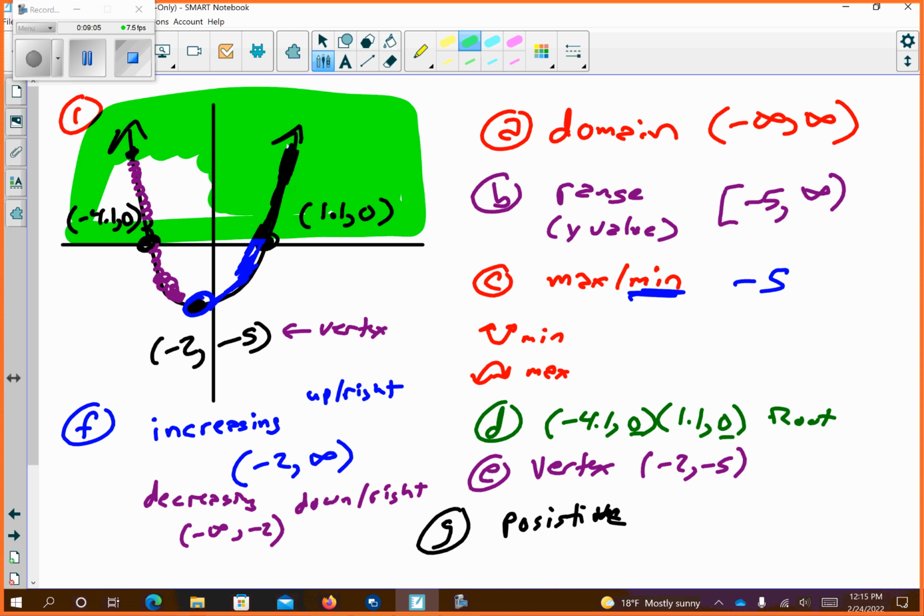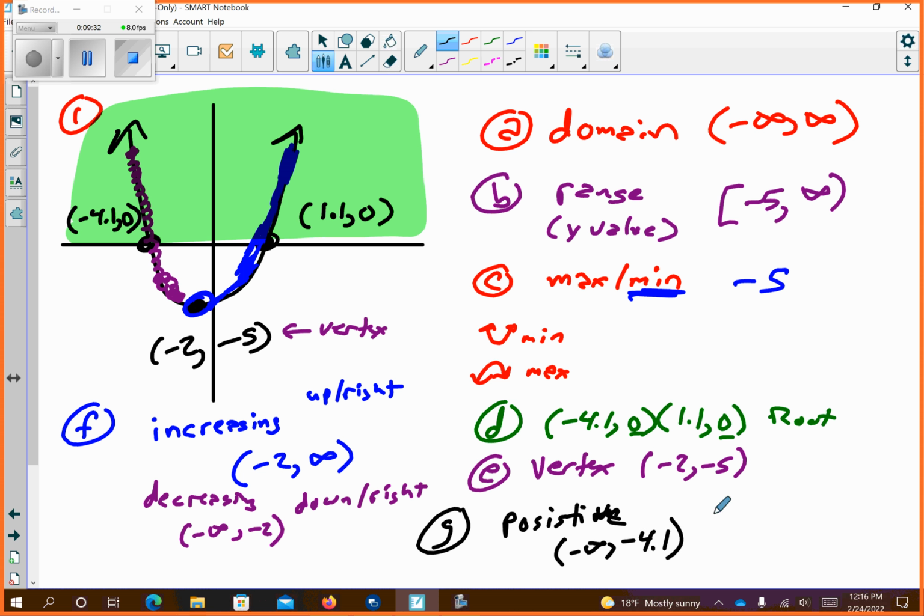Okay, sorry, I got to shade it in just because it makes me feel better about myself when it's all shaded. I'm getting there, hopefully. All right, so we're pretty close to having that shaded in. Anything up there is going to be where it's positive, meaning our y value is positive. So it's positive from negative infinity to negative 4.1 with a soft bracket, and then from 1.1, soft bracket, to infinity.